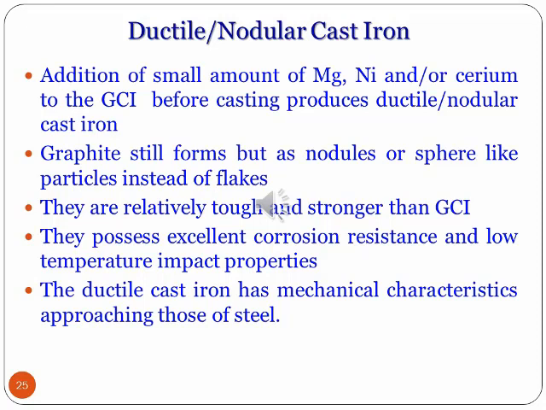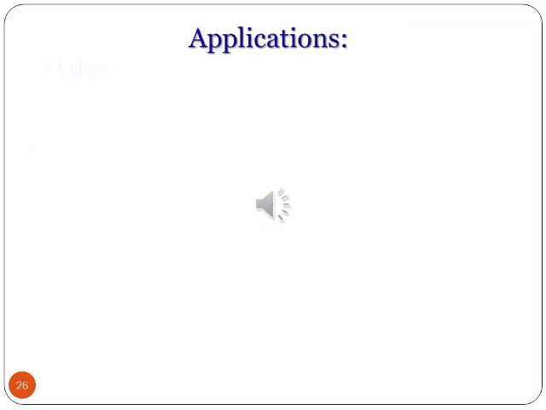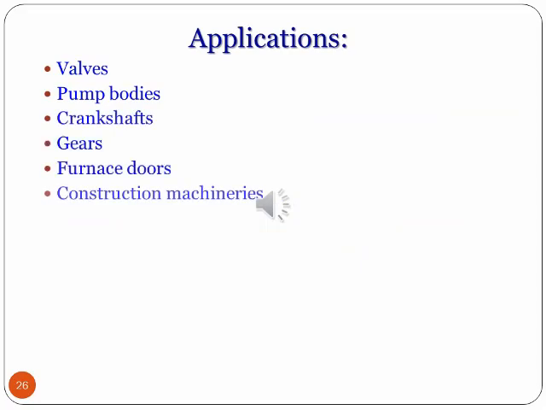They have better corrosion resistance properties and low temperature impact properties. Ductile cast irons have mechanical characteristics that are more or less close to that of the steel. The applications pertain to manufacturing of valves, pump bodies, crankshafts, gears, furnace doors, construction machineries, heavy machinery frames, compressors, etc.